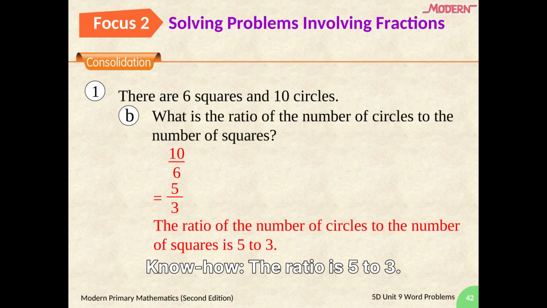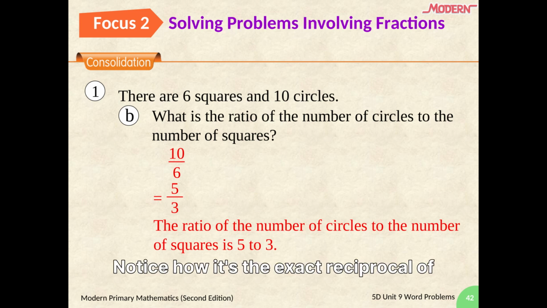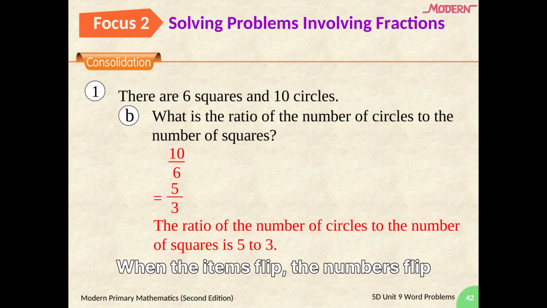Know-how: the ratio is 5 to 3. Notice how it's the exact reciprocal of our previous answer. When the items flip, the numbers flip too.